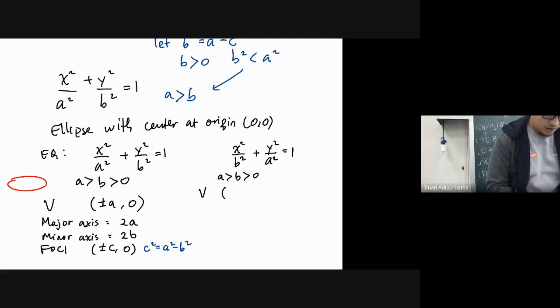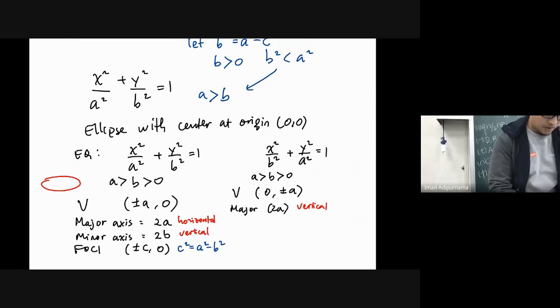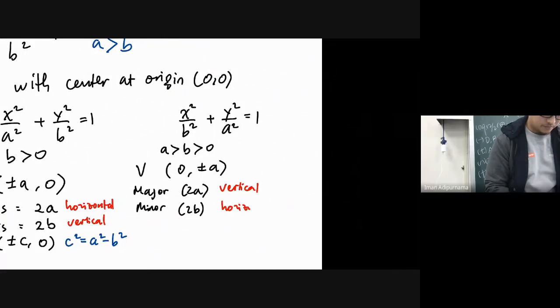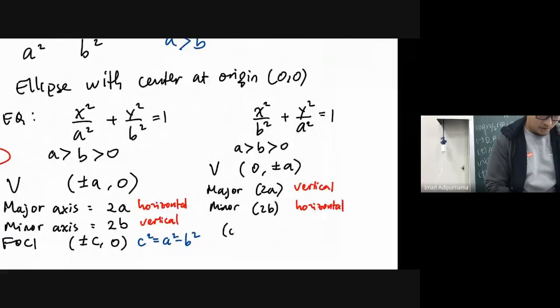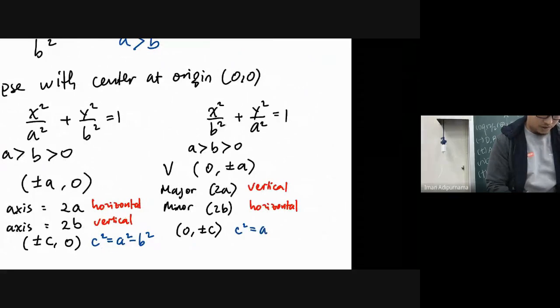And the vertex will be 0, plus or minus a. The major axis will be 2a, but the major will be vertical. Let me write, this is horizontal, and this is vertical. And the minor axis will be 2b, which is horizontal. And the foci will be 0, plus or minus c, where c is the same, a squared minus b squared.